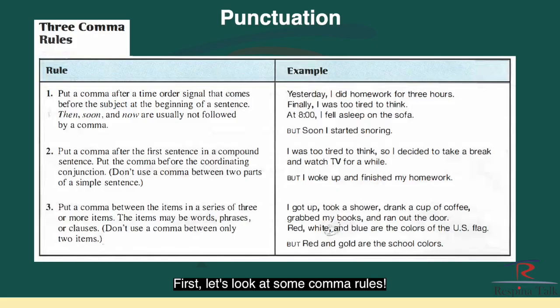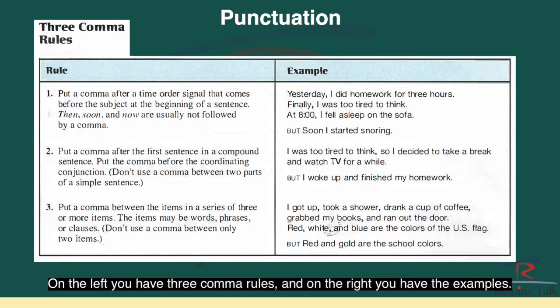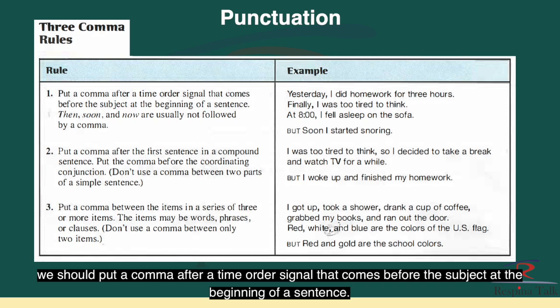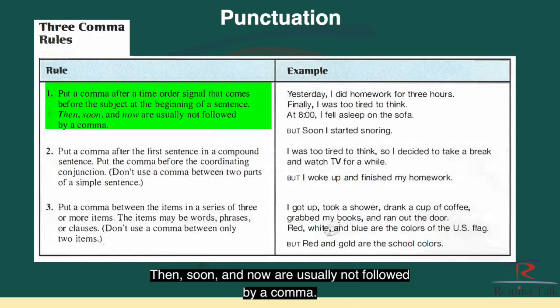First, let's look at some comma rules. Look at this chart. On the left, you have three comma rules, and on the right, you have the examples. Let's read the chart together. As rule number 1, we should put a comma after a time order signal that comes before the subject at the beginning of a sentence. Then, soon, and now are usually not followed by a comma.